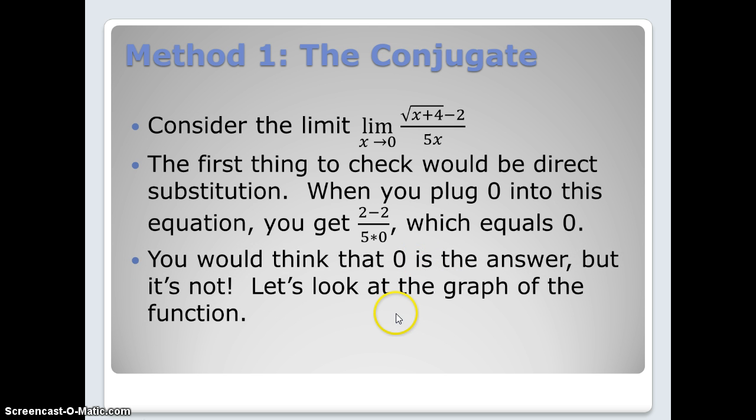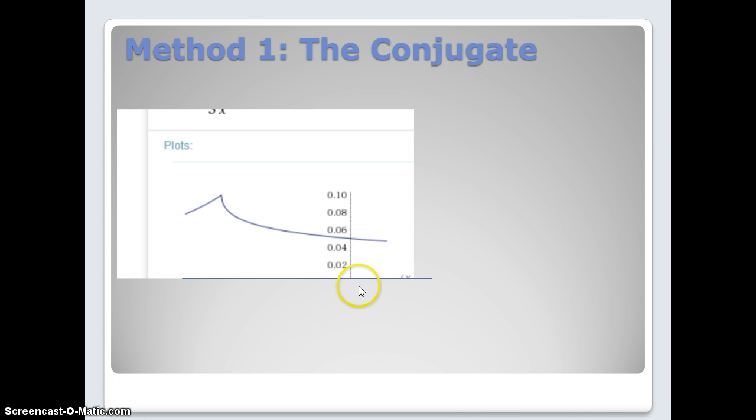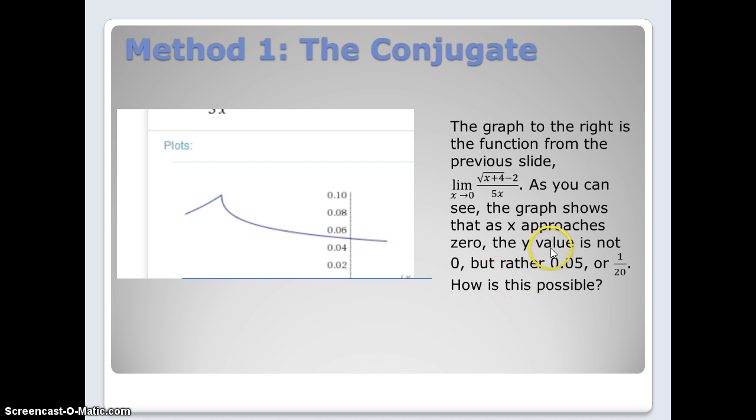So now let's go to our calculators and look at the graph of this function. The graph to the left here is the function from the previous slide. The limit as x approaches 0 of the square root of x plus 4 minus 2 over 5x.